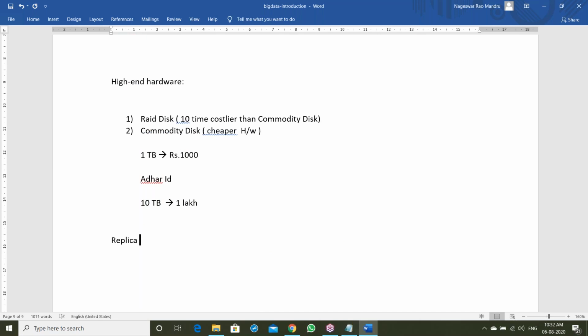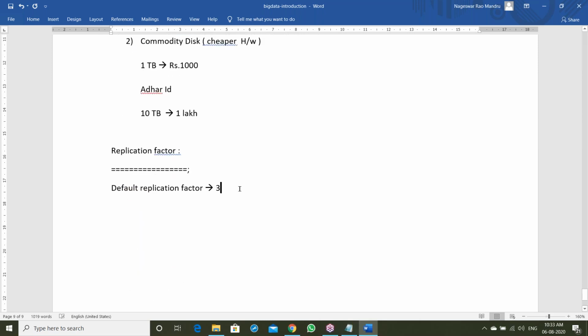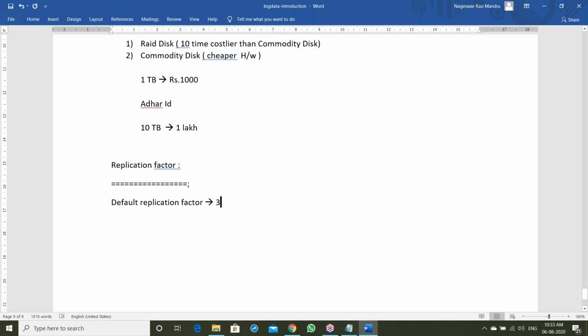The concept of replica. Replica means copy. So what is replication factor? Replica means copy. The default replication factor is 3. That means for every data, the Hadoop name node generates 3 copies. Default replication factor is 3, for every data generating 3 copies.